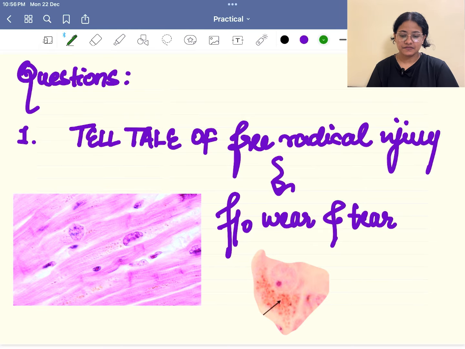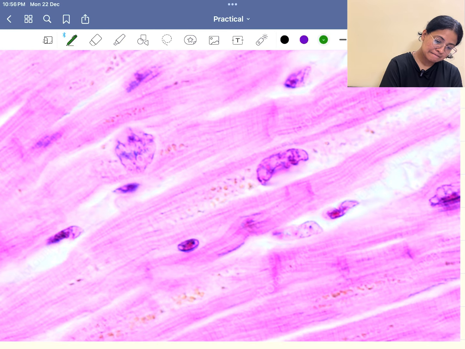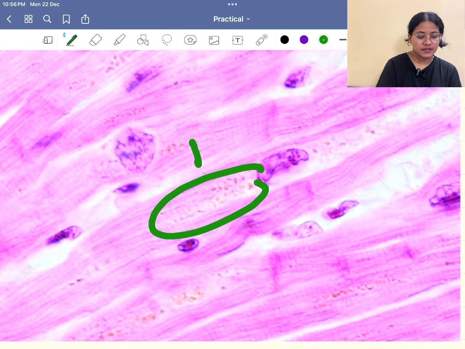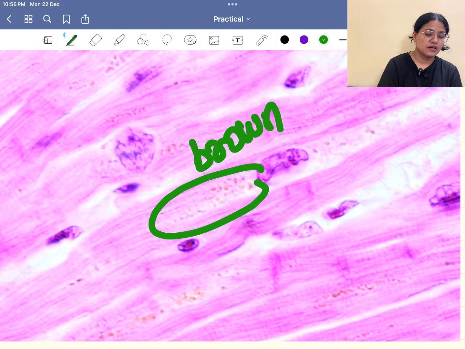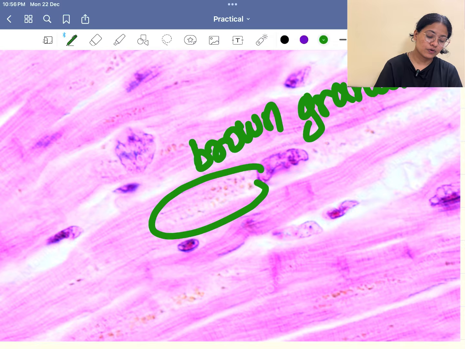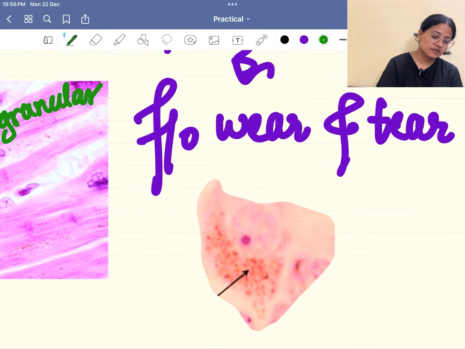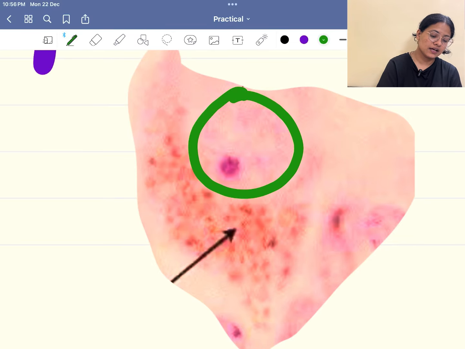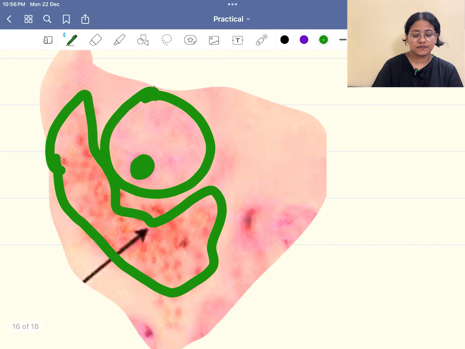I think we've studied a lot of things. Now we'll just discuss a few questions. So the first one is, what is the telltale of free radical injury, and also a feature of wear and tear? Okay, so now I'll zoom in. What can you see? You can see brown granular material. And what is the location? So this is the nucleus, this is the nucleolus, and this is perinuclear.